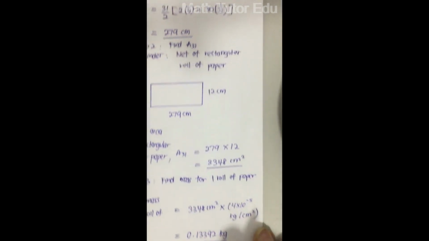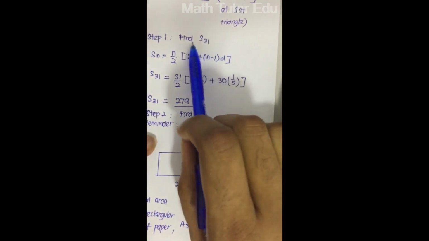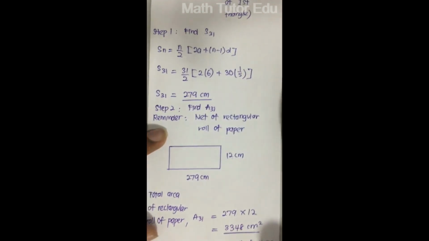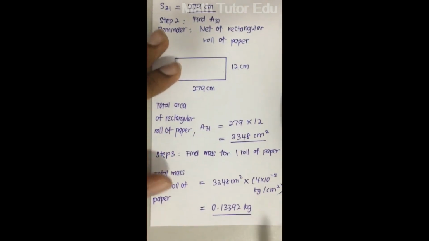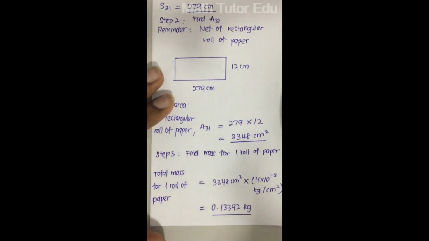So from here we have identified the summation of the length of the base, we have already found the area of the rectangular roll of paper, and we have already found the mass of one roll of paper. By getting all this information, only then can we proceed to find the maximum number of rolls of the paper that can be sent. How are we going to do that? Let us recall the budget of Zol. In this case Zol has 15 ringgit.